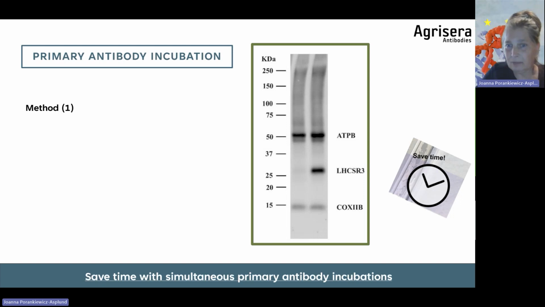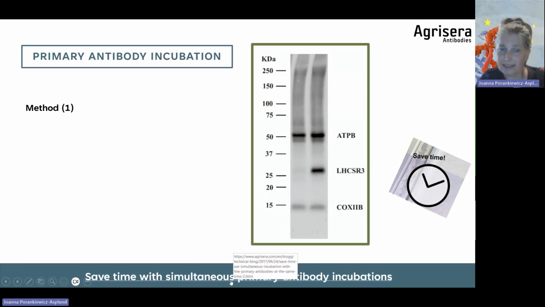But of course, I would not recommend doing it for unknown antibodies. You need to know your antibodies and the dilutions, and you can mix them together and use them on the same membrane. Of course, it is also possible to cut the membrane and, for example, incubate one part with your antibody to your target protein and the other part, for example, with actin. So this is one of the ways to save time, and it is described in more detail in this blog post: Incubate 3 primary antibodies at the same time.